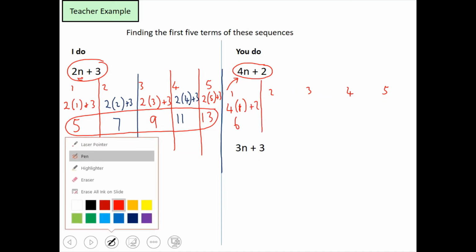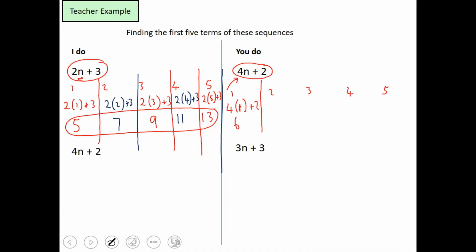For the next one, we're going to replace the n with the number 2. Again, we're looking at this one here. So it's going to be 4 times 2 plus 2. 4 times 2 is 8, plus 2 is 10. With the third term, we replace n with 3: 4 times 3, which is 12, plus 2, which is 14.